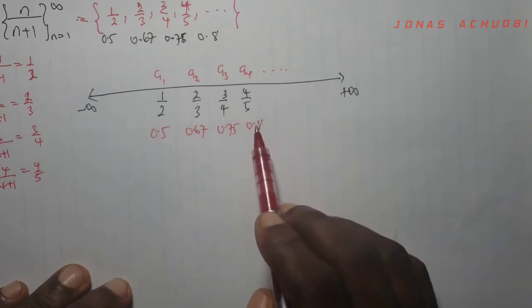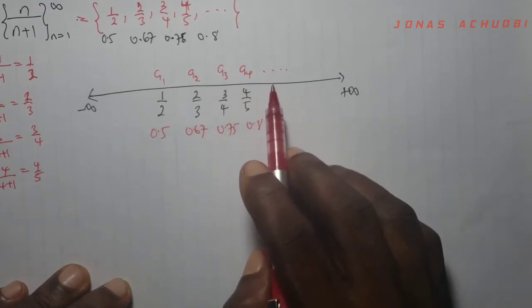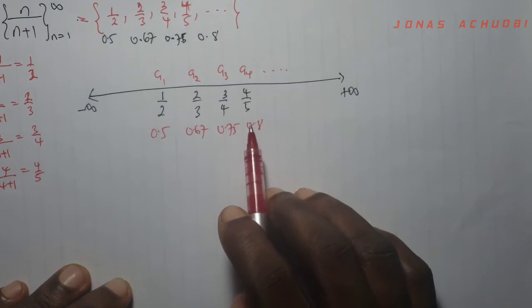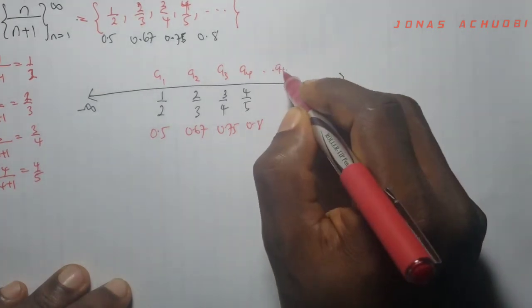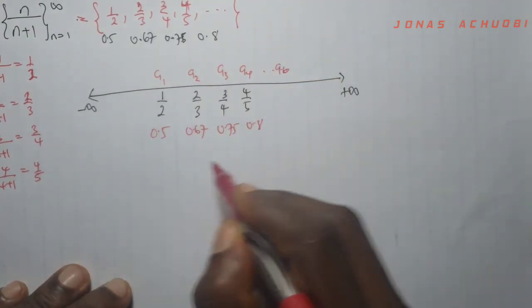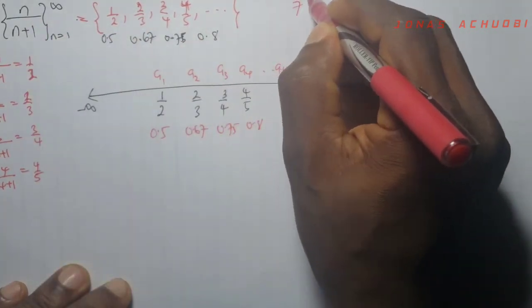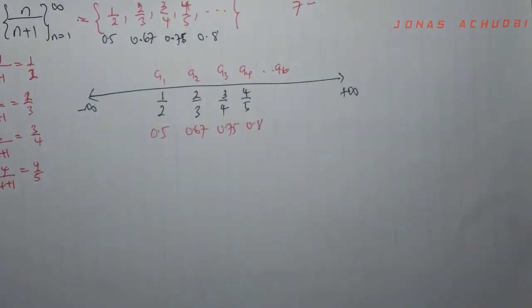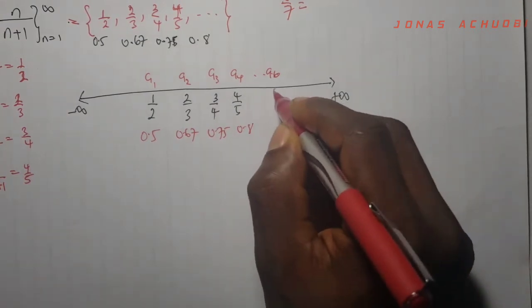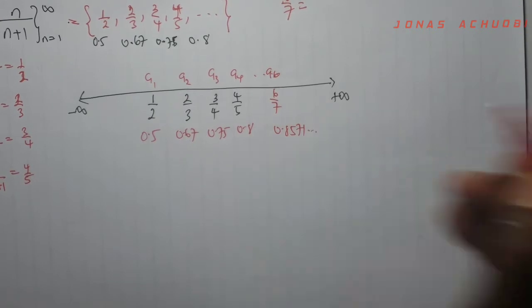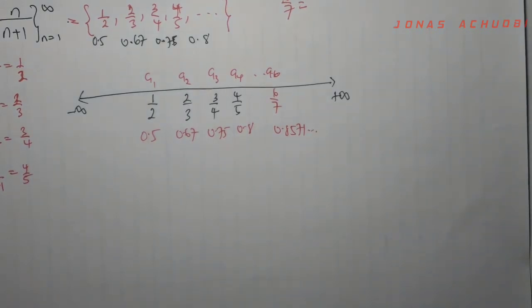If I pick 0.8 as an upper bound for my sequence, would that be correct? The answer is no, again, because there must be another term to the right of 0.8 that is bigger than 0.8. Let us take the sixth term, for example, A6. So what will be A6? When n is equal to 6, it will be 6 over 7. And what is that in decimal? Let's check. 6 over 7 is equal to 0.8571, and some few numbers following.